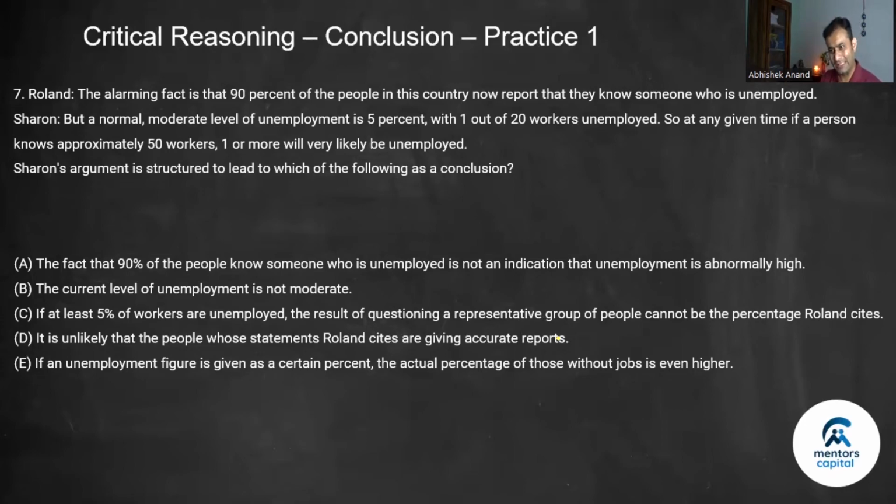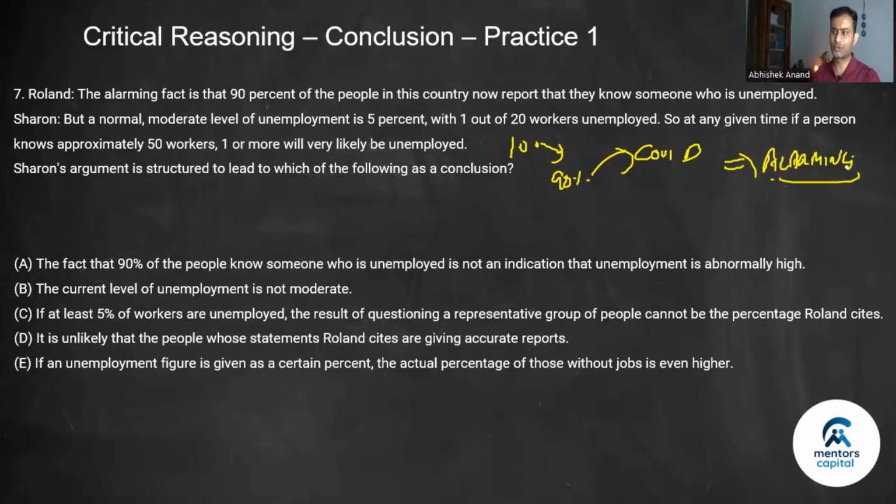Let me explain the context first. Let's say I am teaching a class of 100 students and I say 90% of the people know someone who has COVID, who is suffering from COVID, and therefore this is alarming. This is what Roland is doing. He's saying it is alarming because 90% of the people know someone who is suffering from COVID.